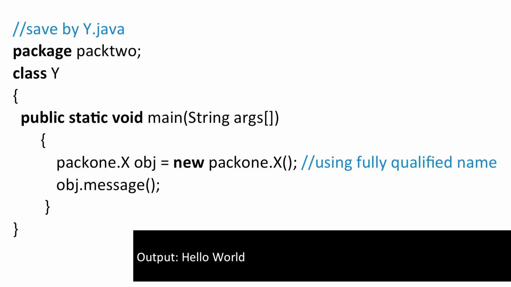Then through this object we have called the message method of the class X. Now because it gives the output hello world in the class X, we are also having the output of the Y class as hello world.